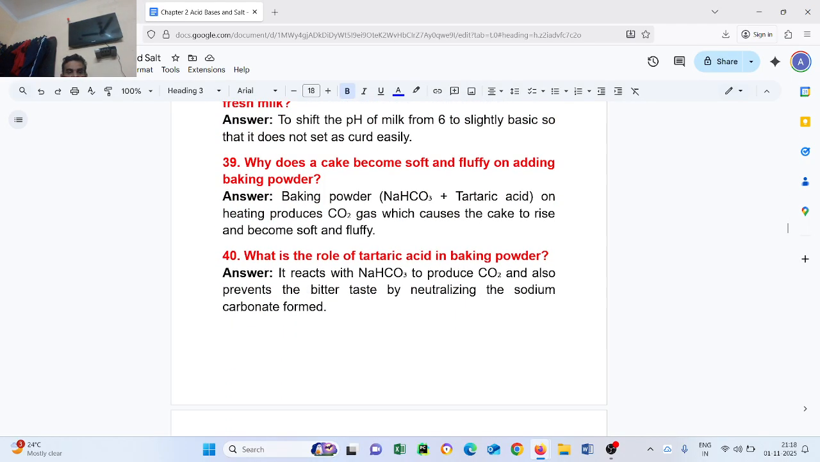Question number 40. What is the role of tartaric acid in baking powder? It reacts with sodium hydrogen carbonate to produce carbon dioxide and also prevents the bitter taste by neutralizing the sodium carbonate formed.